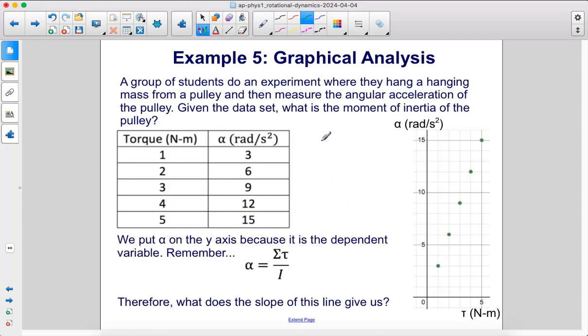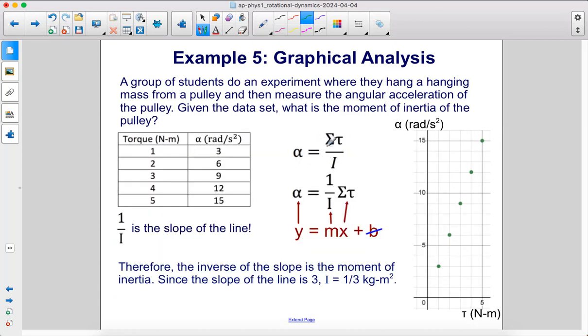Alright, so we're going to draw a graph, and we're going to put alpha on the y-axis because it is the dependent variable. The angular acceleration depends on the applied torque, and it's inversely proportional to the moment of inertia. So if we graph this data with alpha on the y-axis and torque on the x-axis, what does that make the slope of this line?